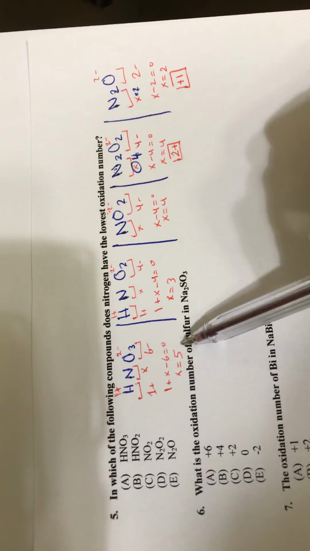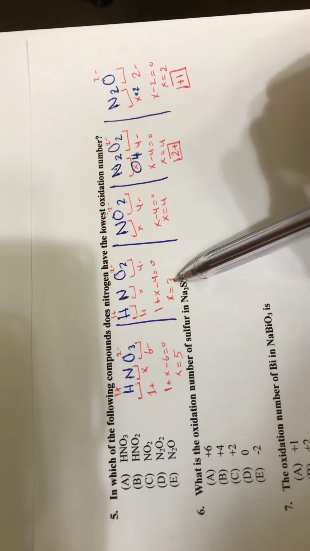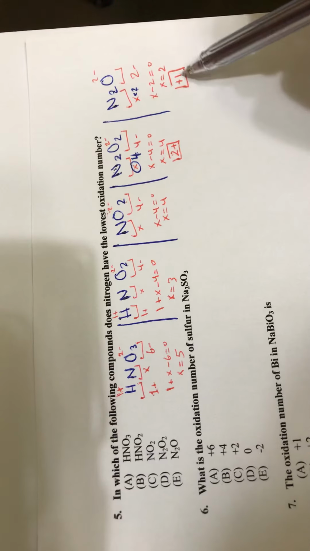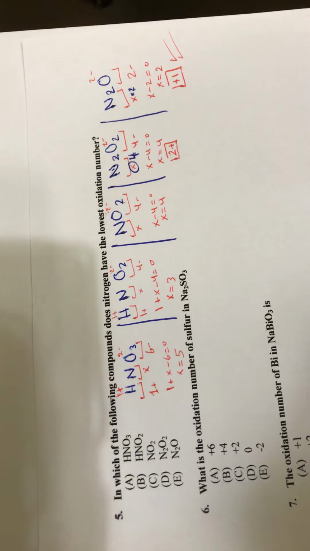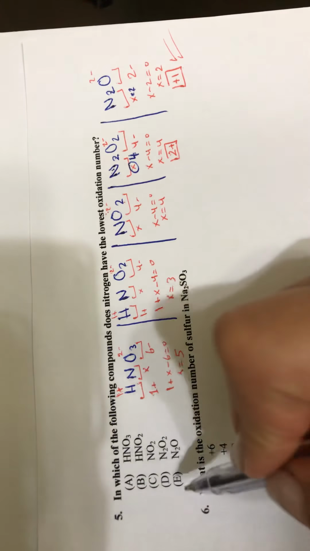So which of these has the lowest oxidation number? In the first example, the oxidation number is 5, the second one is 3, then 4, 2, and 1. So this compound has the lowest oxidation number of nitrogen. So the answer is E.